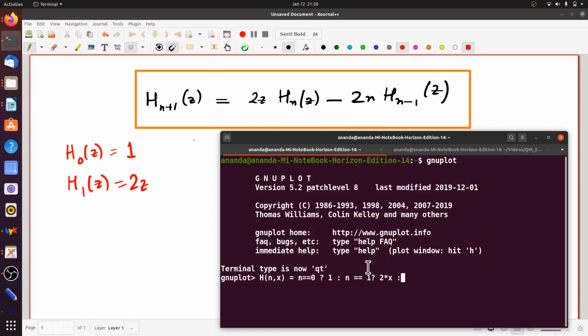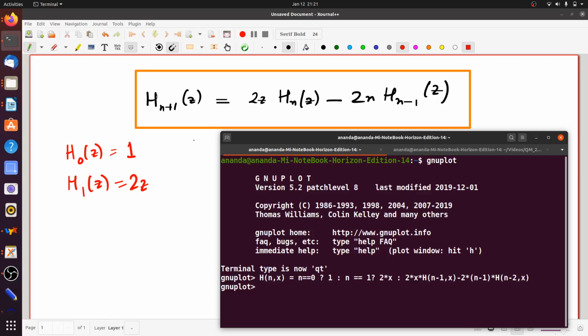So then h n x is going to be 2 times x times h with n minus 1 and x as arguments, minus 2 times n minus 1 times h with n minus 2 and x as arguments. This is how you define the Hermite polynomial function in gnuplot. At least one way. This is how you do it using the recursion relation that we have written down.